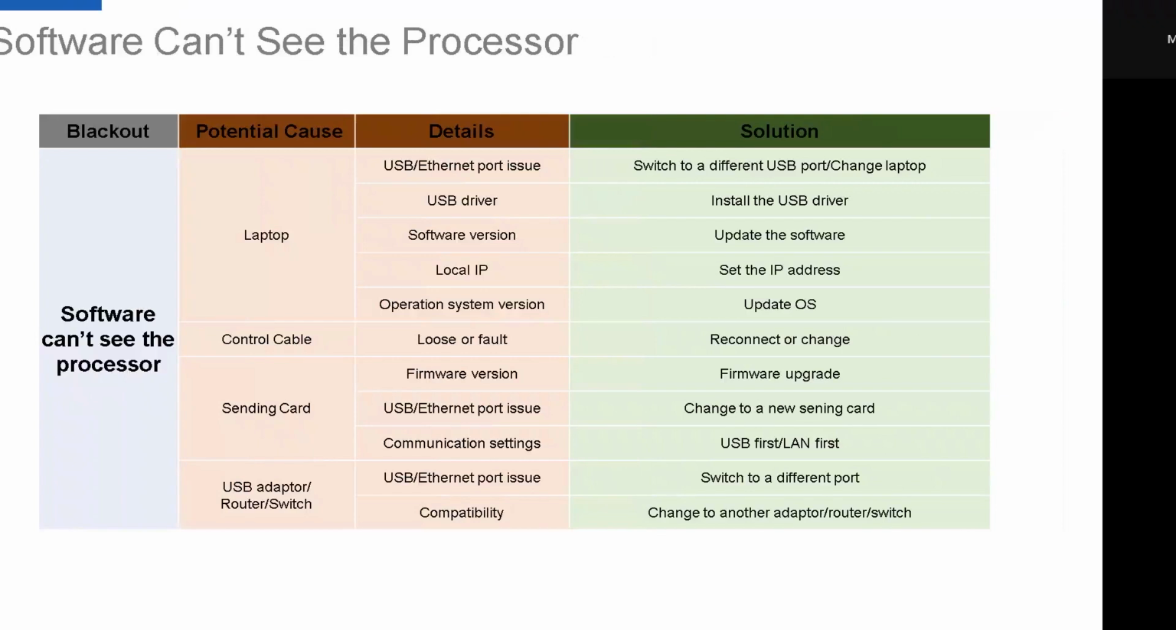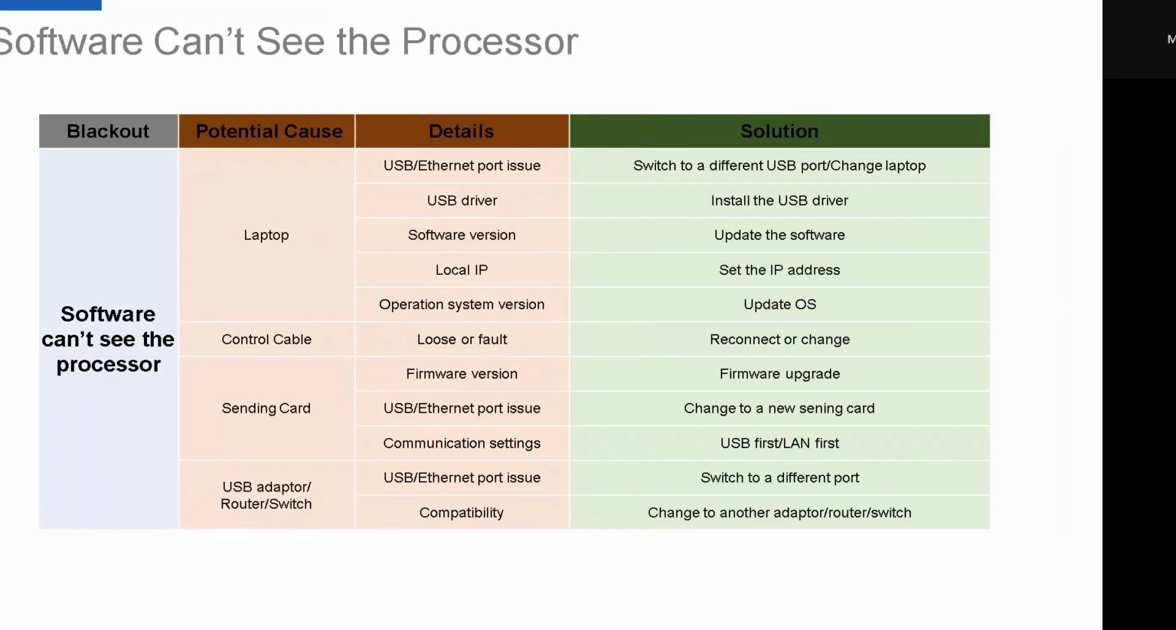And the last one of the sending card part is communication setting. Because most of our controllers provide two different ways to do the control, USB or Ethernet. When you use the USB port, you need to select USB first. And if you use the Ethernet port to do the control, you need to choose LAN first.